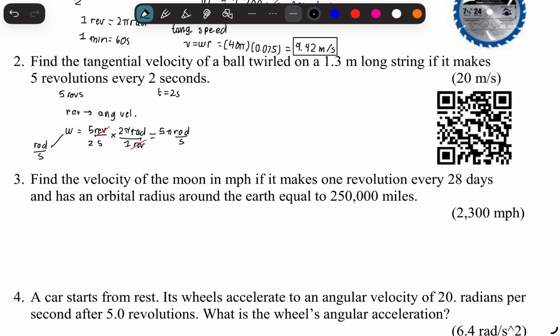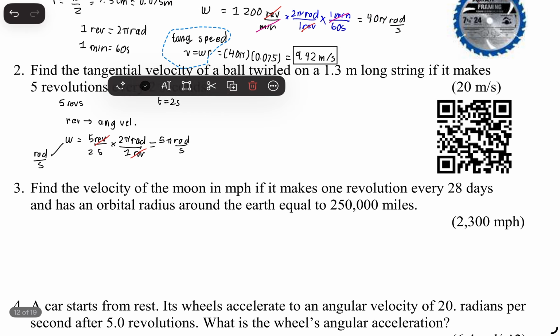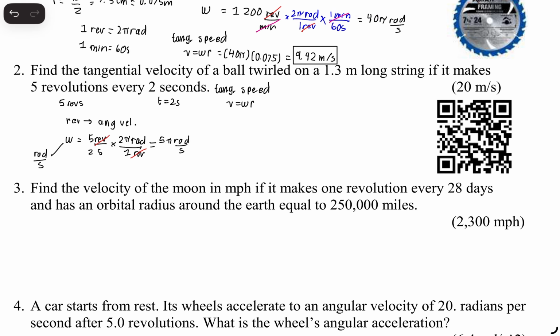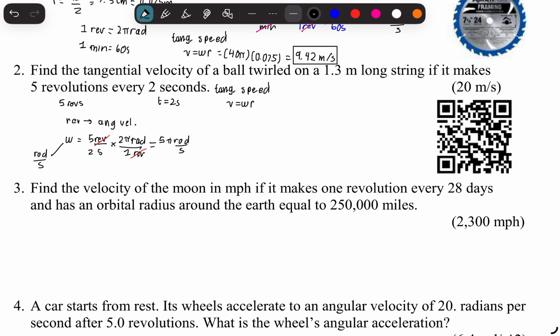So now we have to use the tangential speed formula, which is this. We used that up there. Velocity is equal to angular velocity times the radius. So your velocity is going to be equal to 5 pi times 1.3. And your velocity is going to equal 20.4 meters per second. So that's going to be your answer.